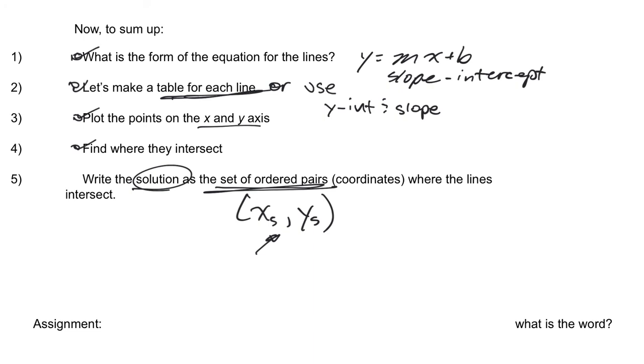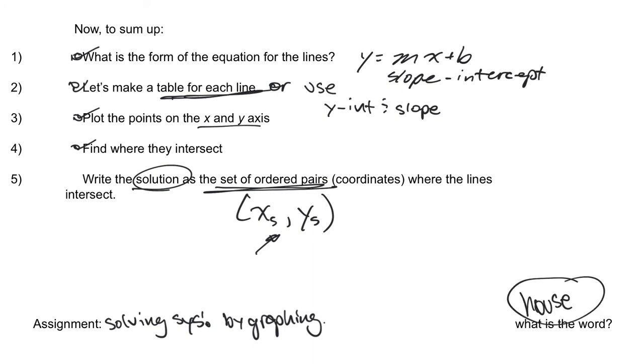Your assignment is going to be the solving systems by graphing worksheet. Find it in class or online. And the code word is house. You need to come and tell me this word. Write it down in your notes. That way I know you watched the end of the video. Have a great day. Good luck.